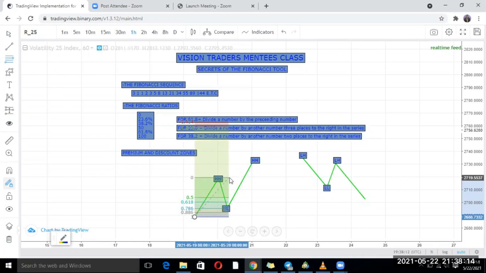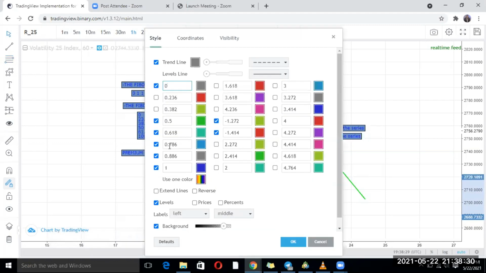Okay, so this is a Fibonacci tool. Let me see the settings. So you see on this, I've said, these are our zones.